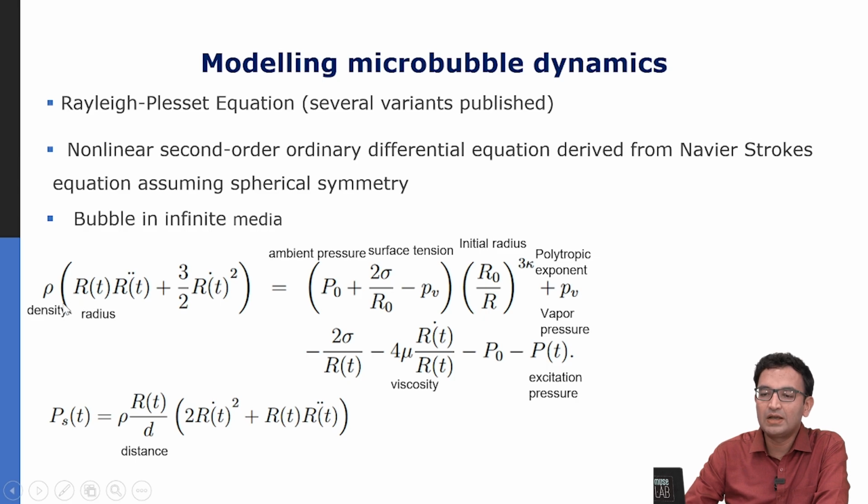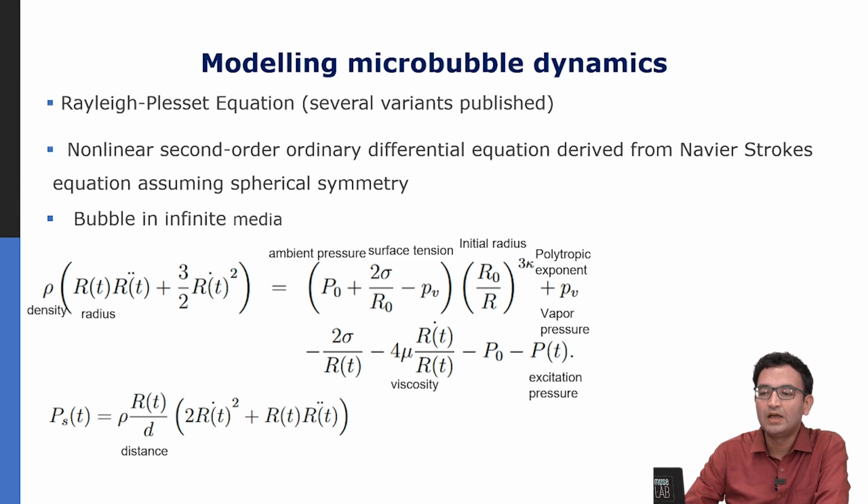What you are seeing here is that this defines the time dependent radial oscillation. So R is the instantaneous radius of this bubble, and the radial oscillations can be solved by solving this model numerically. So rho refers to the density here. These dots refer to derivatives. So R double dot is the second derivative, R dot is the first derivative. P naught is the ambient pressure.